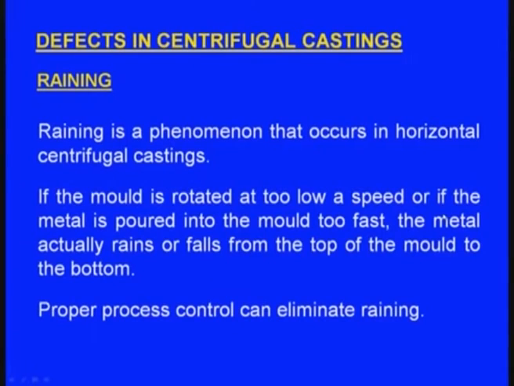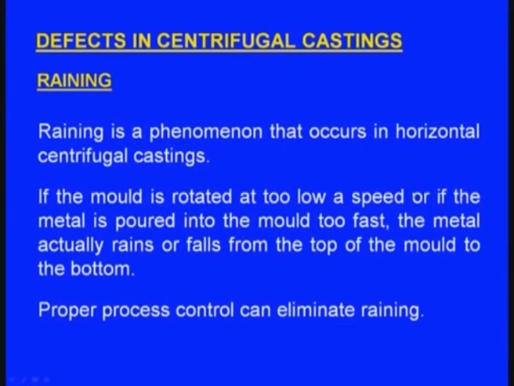Now, let us see the second defect, that is raining. What is this raining? Raining is a phenomenon that occurs in the horizontal centrifugal casting process. If the mold is rotated at too low a speed, or if the metal is poured into the mold too fast, the metal actually rains or falls from the top of the mold to the bottom. Just like rain, the molten metal will be falling down. Why is this happening? Too low a speed of the mold or too high a rate of pouring of the molten metal. These are the main reasons for the raining.